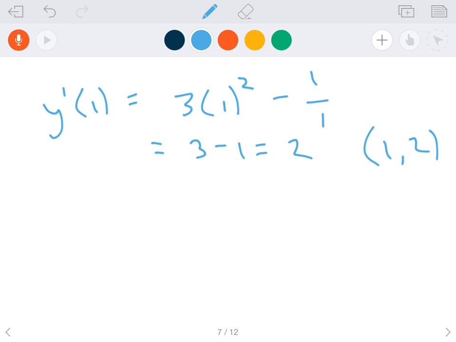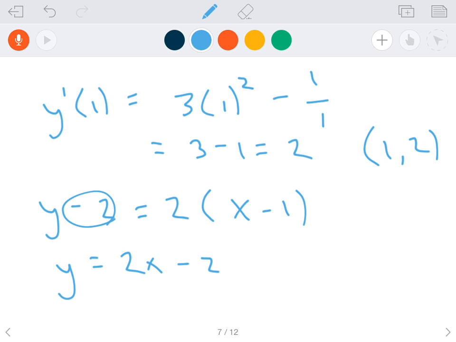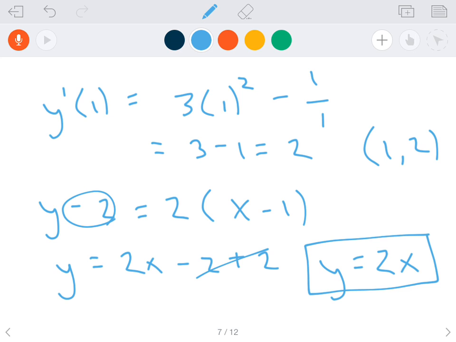So now I can do point slope form. Y minus the y value equals the slope times x minus the x coordinate. And we can clean that up, make it y equals mx plus b. So y equals 2x minus 2 plus my 2 from the left. Those cancel out, and I end up with y equals 2x. There's my tangent line. Piece of cake.